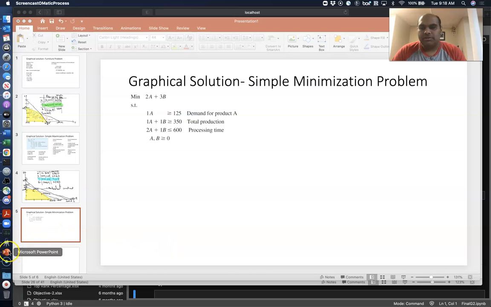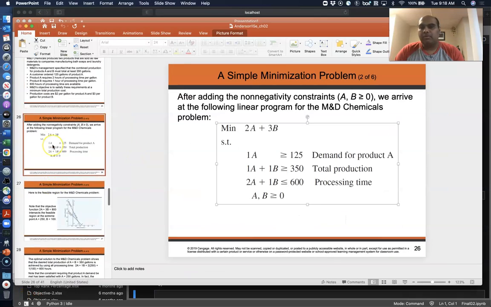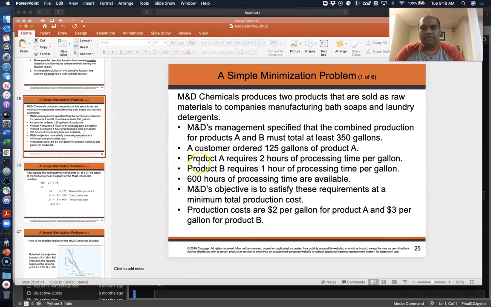Hi all. In this video, we're going to be looking at the graphical solution for the simple minimization problem. We formulated this problem last time. The problem is about a chemical company that's making two types of chemicals, A and B, and they're sold as raw materials to make bath soaps and laundry detergents. And so there were constraints on how many units need to be produced.